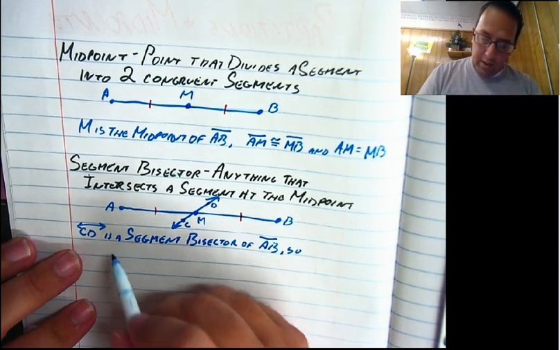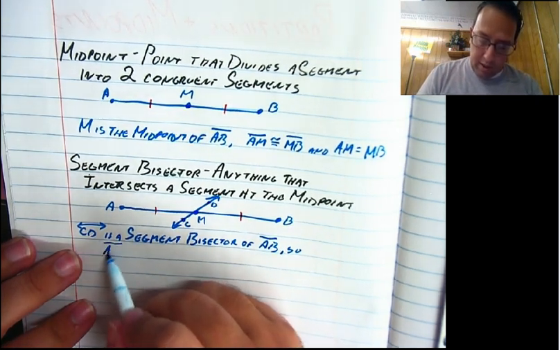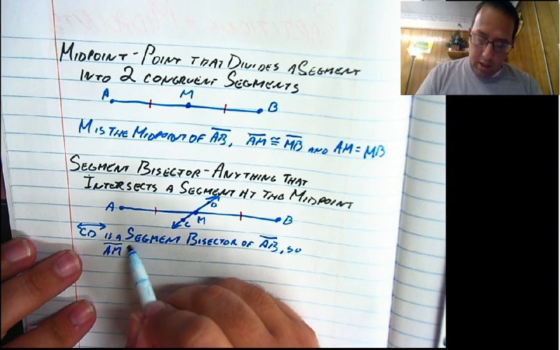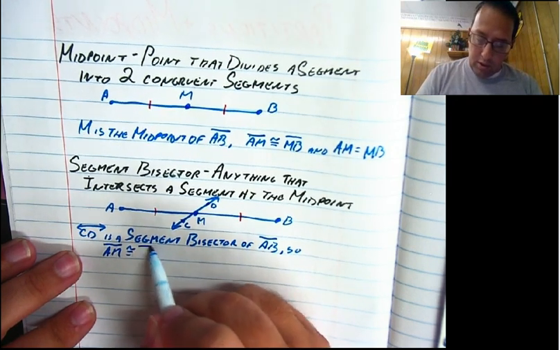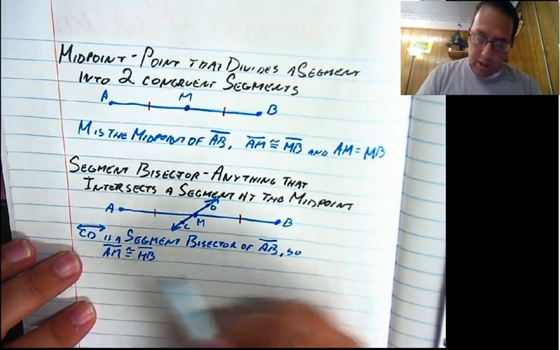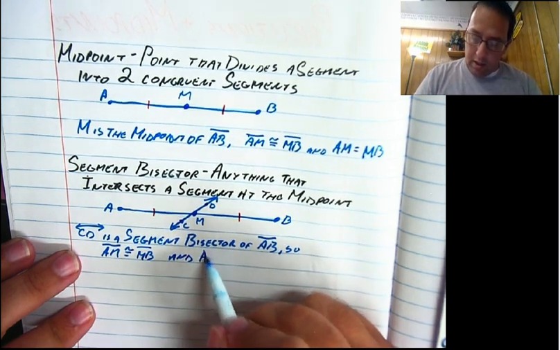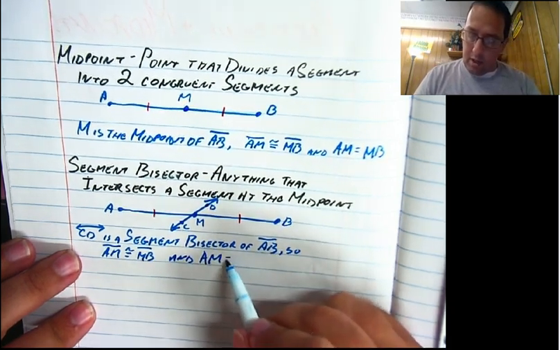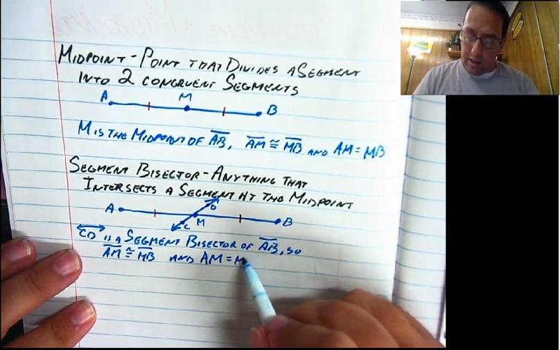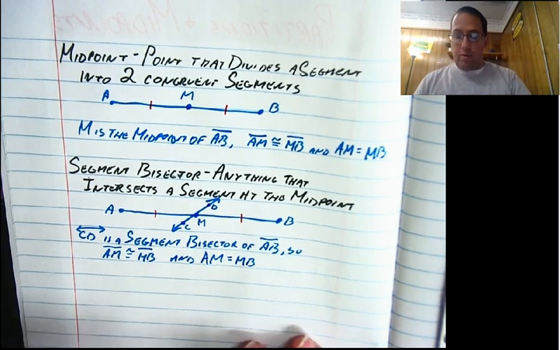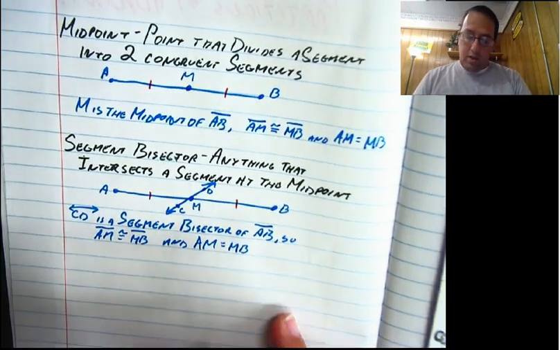So what does that mean? What that means is that segment AM is congruent to segment MB, and the length of AM equals the length of MB, just like it did up here with midpoint, because it goes through the midpoint. All right? And so there it is.